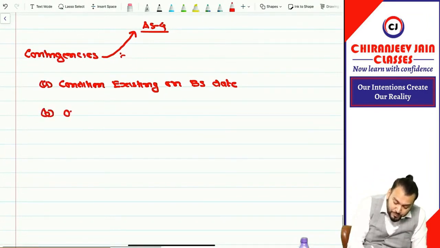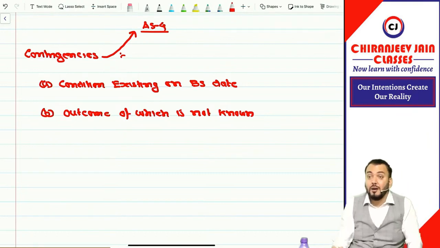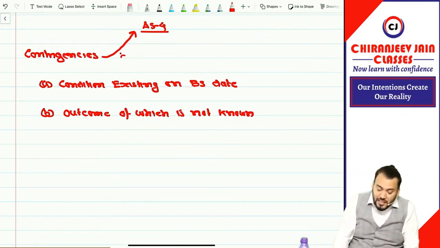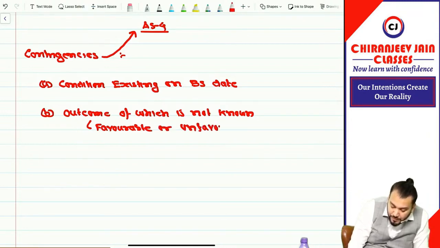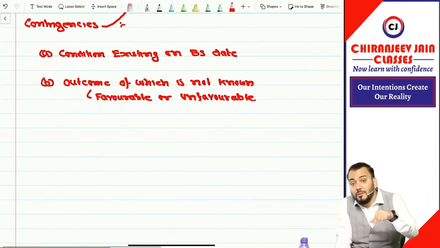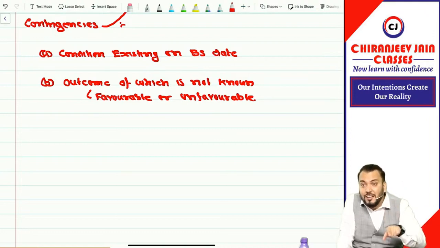The outcome of which is not known. Outcome means what? The result of that condition is not known. This outcome can be either what? Favorable or unfavorable. To whom? To the entity. So the outcome may be favorable or unfavorable, the outcome of that condition which is existing on the balance sheet date.